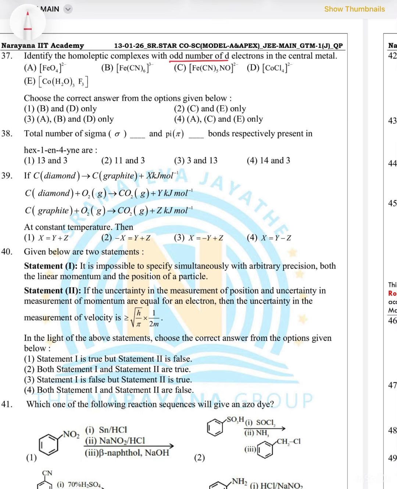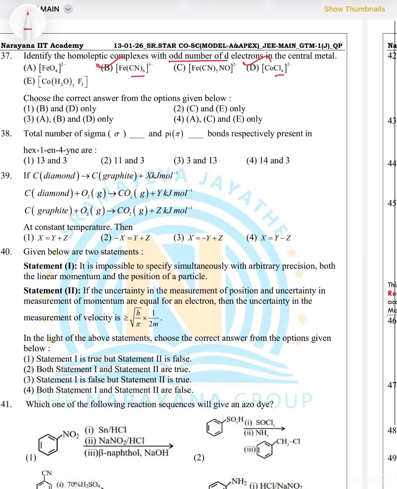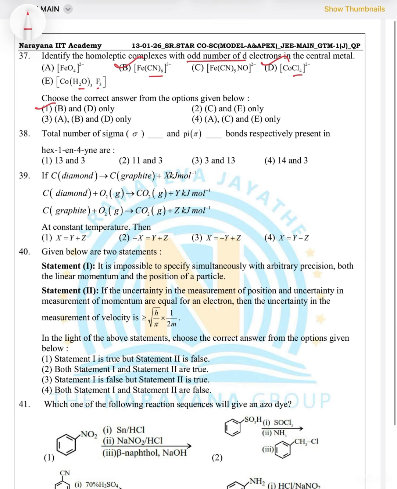Because here, what is the oxidation state of iron? In FeO4 2 minus, iron is in the plus 6 oxidation state, so 6 electrons are lost and an odd number of electrons are not present. B, same ligands are there, 6 cyanides, right? And at the same time D also has the same ligands and an odd number of electrons present. Where two different types of ligands are there, that is heteroleptic. B and D are correct. Homoleptic is asked, so the first option is correct.